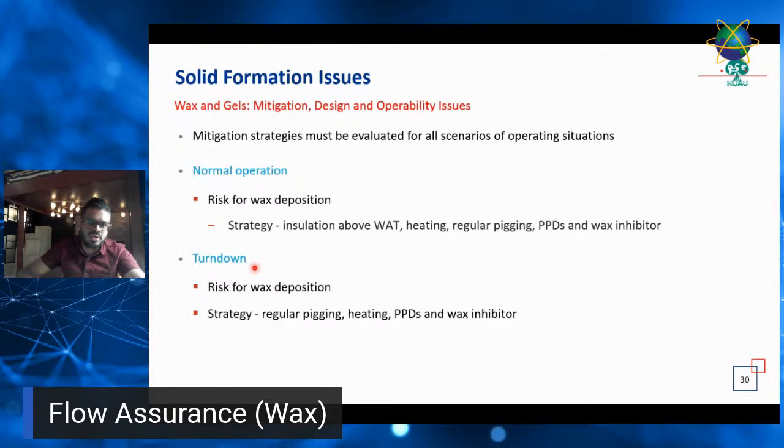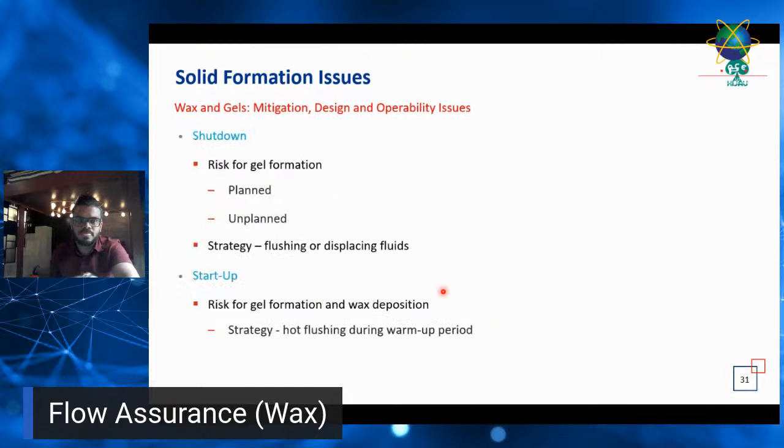Turndown, yes, turndown, your risk for wax deposition will be higher, because when you are flowing at a turndown rate, your fluid cools down faster along the flow line. So the strategies would be regular pigging, heating, pour point depressant injection, or wax inhibitor injection.